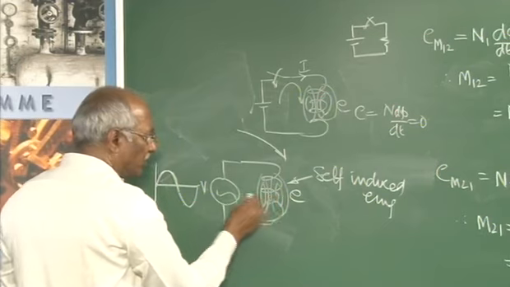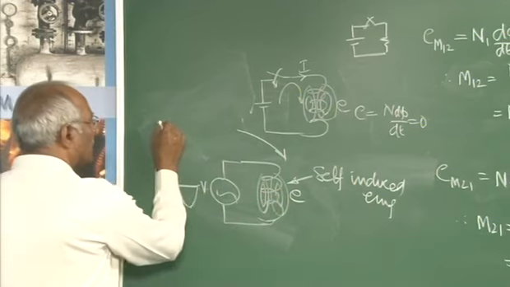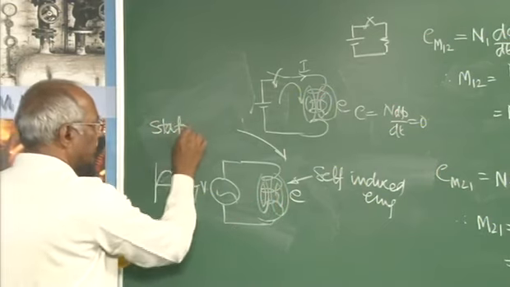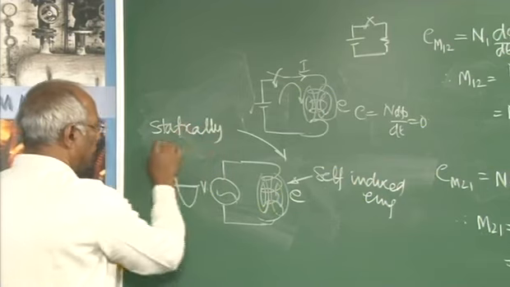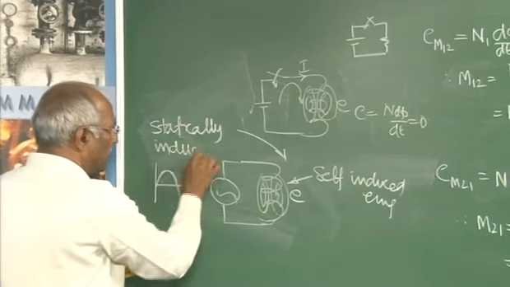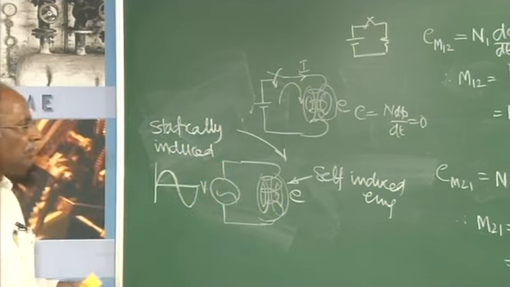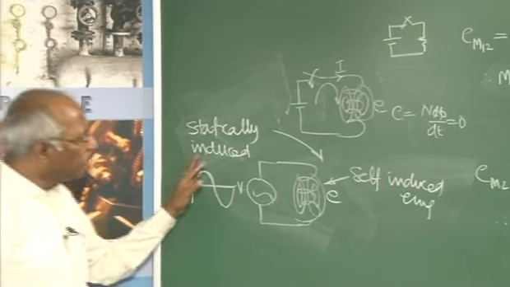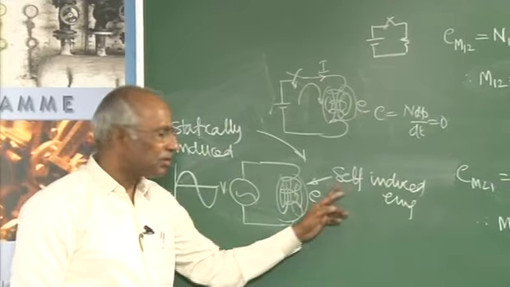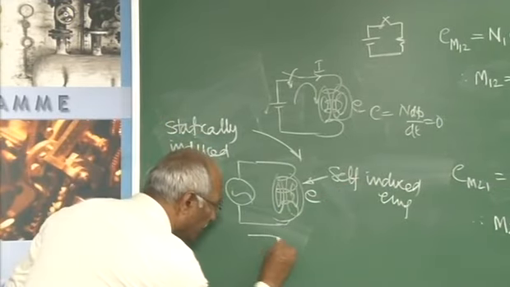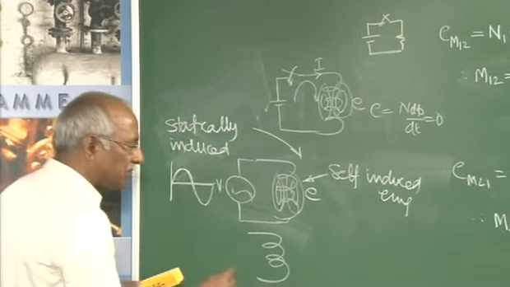Here you can see the coil is stationary and therefore there is no moving part at all. Therefore, it is called statically induced EMF. One is dynamically induced EMF and the other is statically induced EMF. In this statically induced EMF, it can be self-induced EMF, and at the same time it can be what is called mutually induced EMF also.